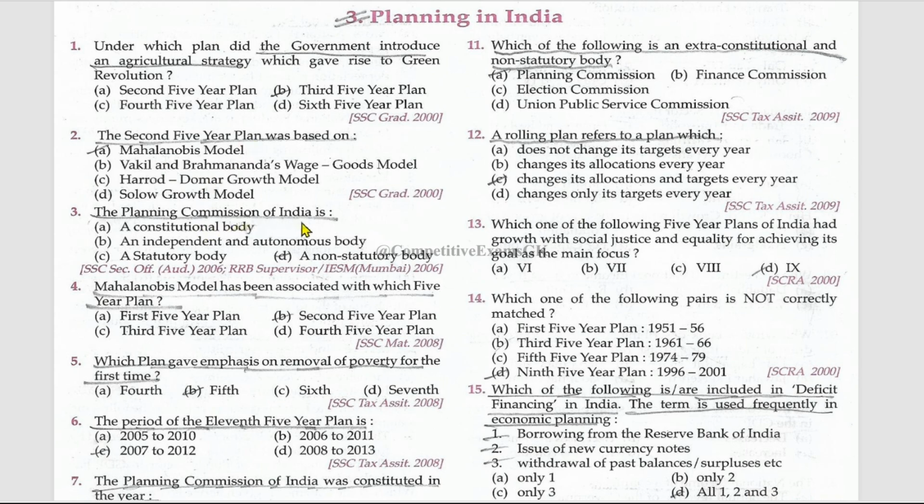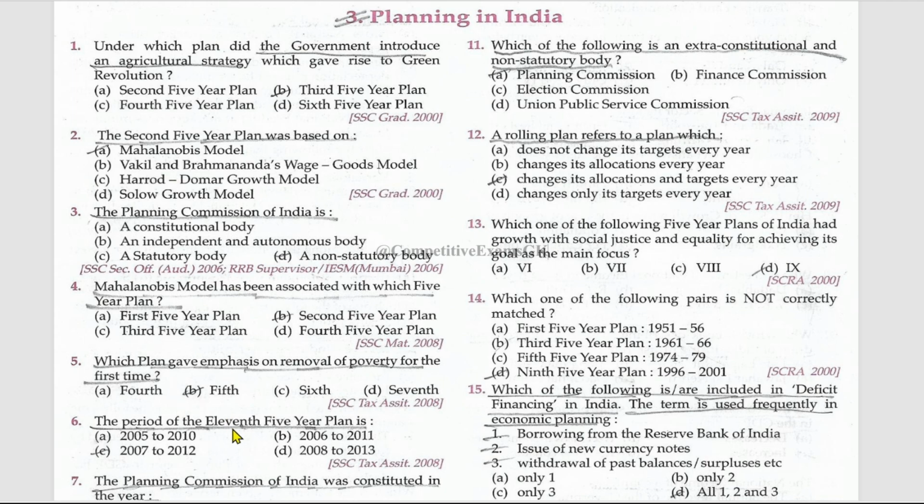The Planning Commission of India is a non-statutory body. Mahalanobis model has been associated with which five-year plan? Second five-year plan. This second five-year plan is very important. Which plan gave emphasis on removal of poverty for the first time? That is fifth five-year plan.